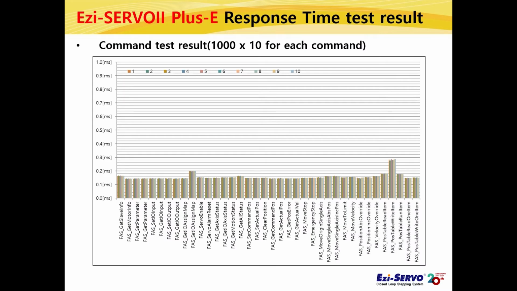FASTECH provides API for Windows-based programming. The function is compatible with both FASTECH Ethernet products and RS485 products. This is the result of measuring the response speed by repeating 10 times for each command using the method described before for 38 of 60 commands. For example, in the case of FAS get actual POS, which is a command that requests the current actual position value, an average response time is 0.145 millisecond as a result of the test.